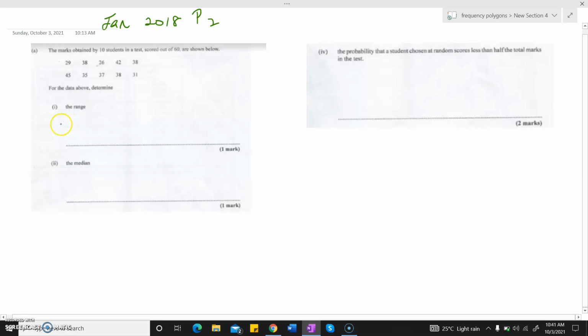First part, I want to find the range. Remember, the range is the highest number take away the lowest number. The highest number in this case is what? Let's look at it. If you look carefully, 45 will be the highest number. And our lowest number should be 26. Yes. When we subtract, we will get 19. And that is our range, right?